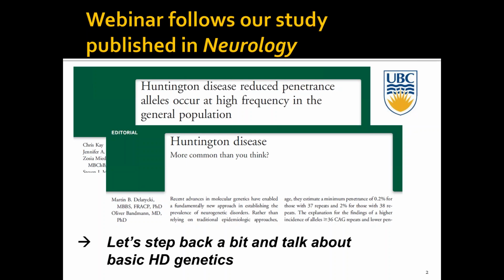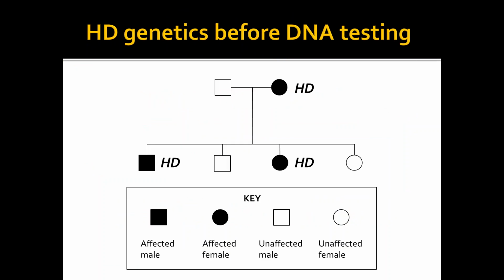I'm going to step back a little bit actually and just talk about basic HD genetics. I know this is an audience that is very diverse and may not know all of the bits and pieces that go into HD genetics. So I'm going to step back a little bit and go back to some basics. So there was a study of Huntington's disease before DNA testing. Most of you know about routine genetic testing. However, before we knew what the mutation was, this is basically what the genetics looked like.